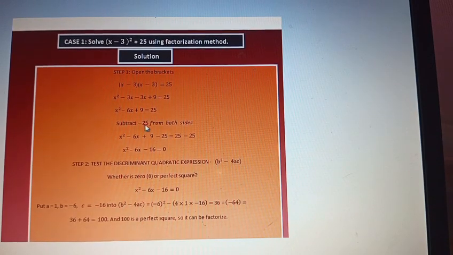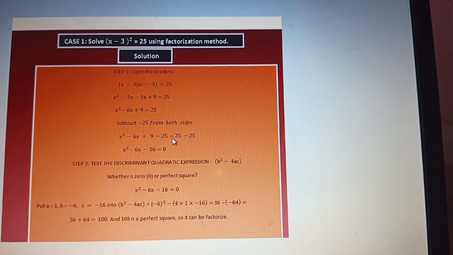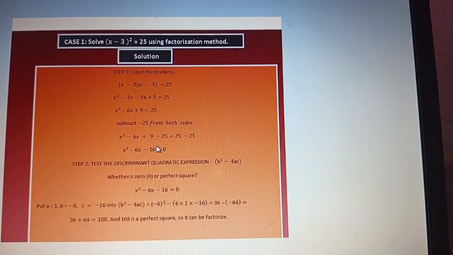Subtract 25 from both sides so that we can get rid of this 25, because this side has to be 0. Then we now have s squared minus 6s plus 9 minus 25 equals 25 minus 25. Then we now have s squared minus 6s, and 9 minus 25 will give us minus 16, and 25 minus 25 is 0.